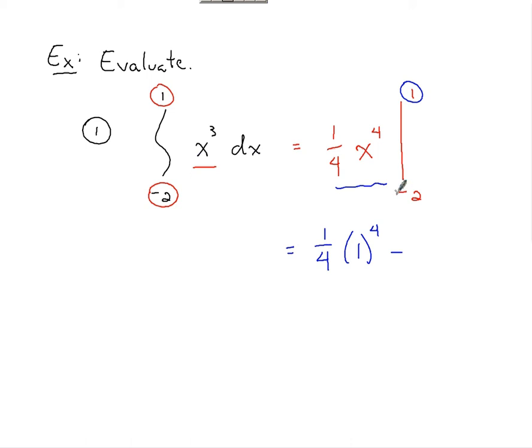I'm going to take -2 now, plug in for x, 1/4 times -2 to the 4th. That's applying the first fundamental theorem. If we do that calculation, we've got our exact area beneath the curve x cubed on the interval from -2 to 1. So the question is, what's that calculation? I'd say either of those answers are acceptable.